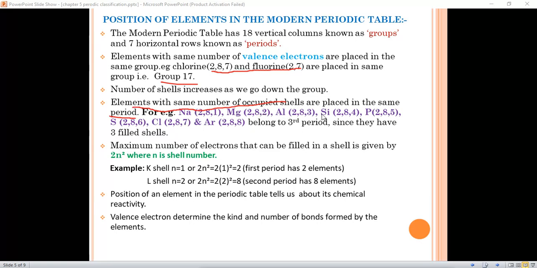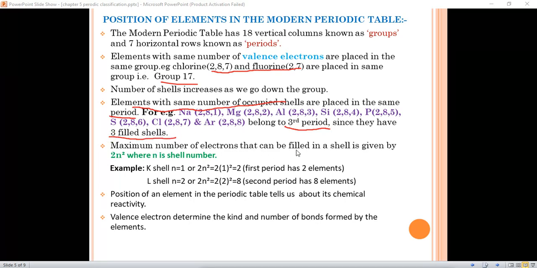Sodium, magnesium, aluminum, silicon, phosphorus, sulfur, chlorine and argon. All the elements have 3 shells, K, L and M. Sodium has 2 electrons in the K shell, 8 electrons in the L shell, and 1 electron in the M shell. So all these elements have 3 shells which are filled. So these elements belong to which period? The third period of the periodic table, because they have 3 filled shells.